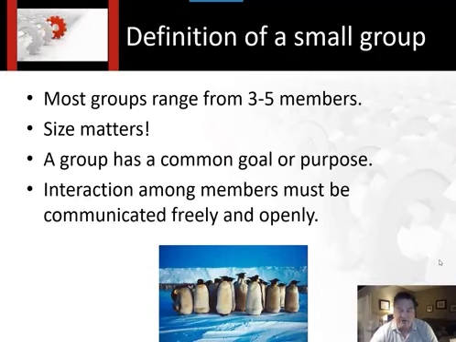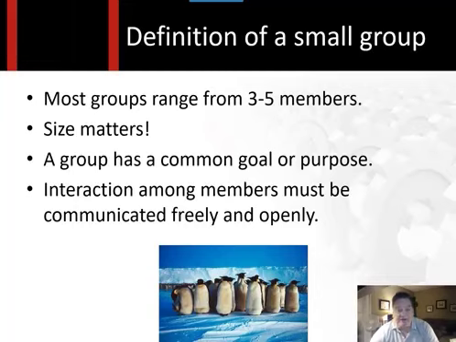Let's start out with a definition of a small group and talk about size and other factors within the group itself. Most small groups range between 3 to 5 members. But they say research shows that 5 to 7 tends to be the best size, although it really depends on how effective the group is going to be and how well they're going to get the work done.